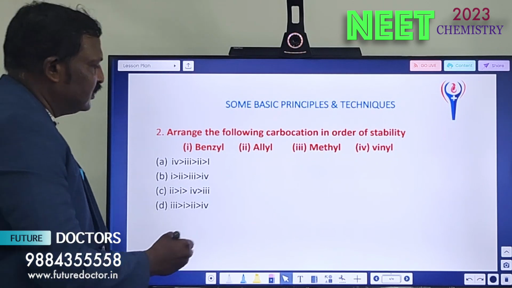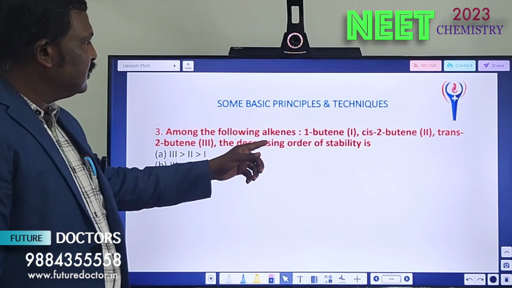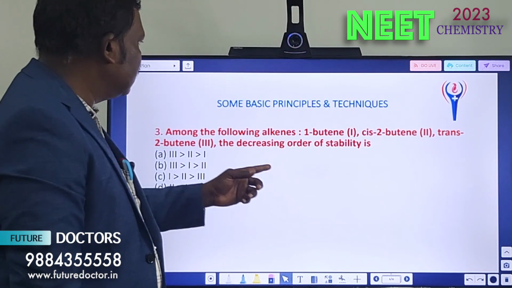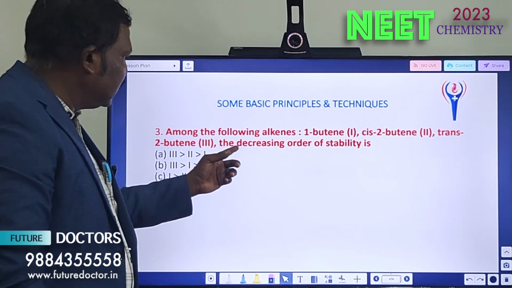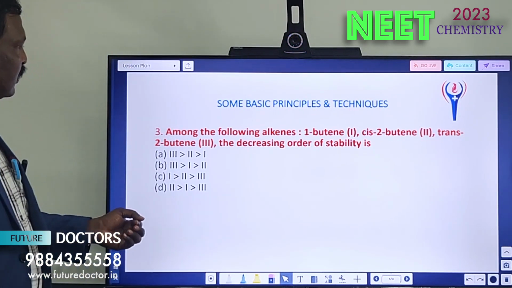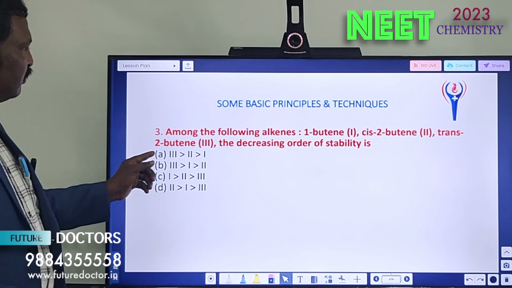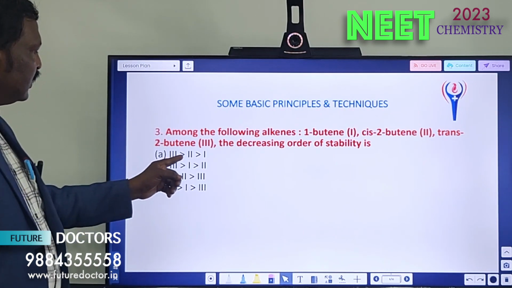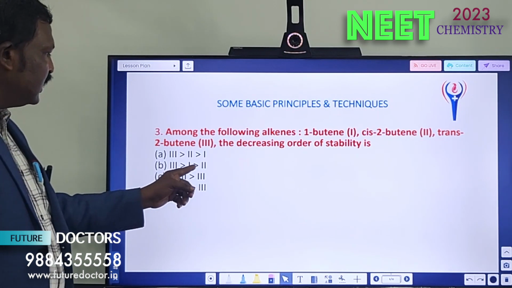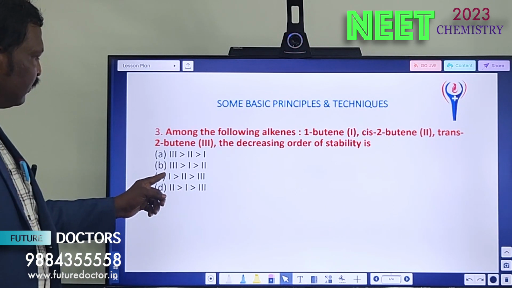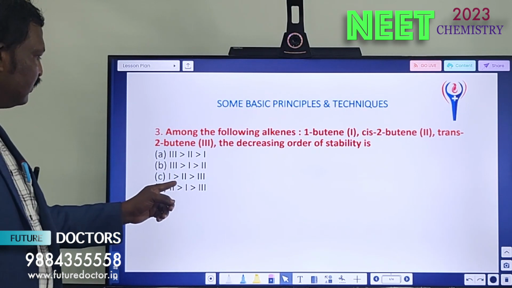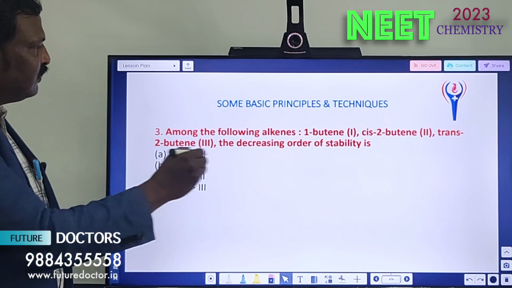Next one. Among the following alkenes, 1-butene, cis-2-butene, and third, trans-2-butene, the decreasing order of stability. Which one is more stable? We have to find out. Here also I have given options. Option A, third is greater than second, greater than first. Option B, third is greater than first, greater than second. Option C, first is greater than second, greater than third. Option D, second is greater than first, greater than third. We have to find out which one is more stable.